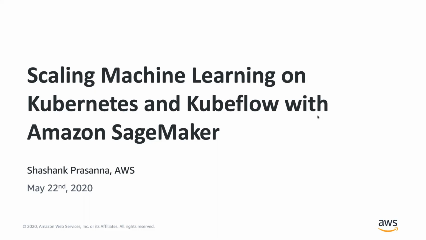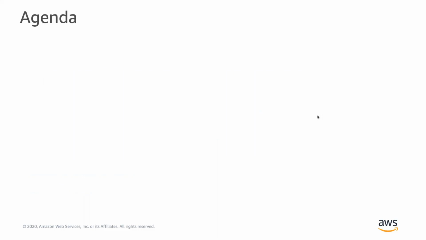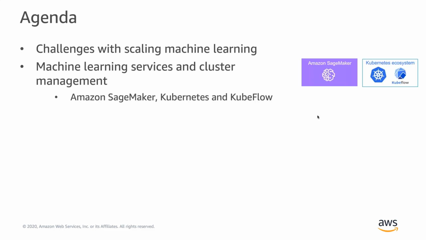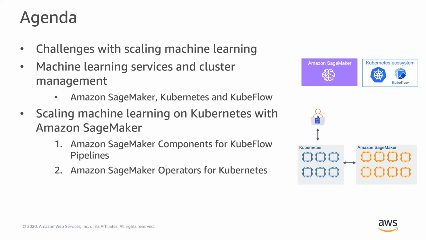But of course, if you're an existing user of Kubernetes or are considering using Kubernetes, you'll get the most out of this webinar. So here's how we'll spend the next 30 to 40 minutes. I'll start off by talking about some of the key challenges with scaling machine learning, and then we'll take a look at some of the services and tools available to you that let you scale machine learning workloads on a cluster. And particularly, we'll take a closer look at Amazon SageMaker, Kubernetes, and Kubeflow, which are some of the most popular services out there that let you do this. We'll then take a look at how you can use them together.